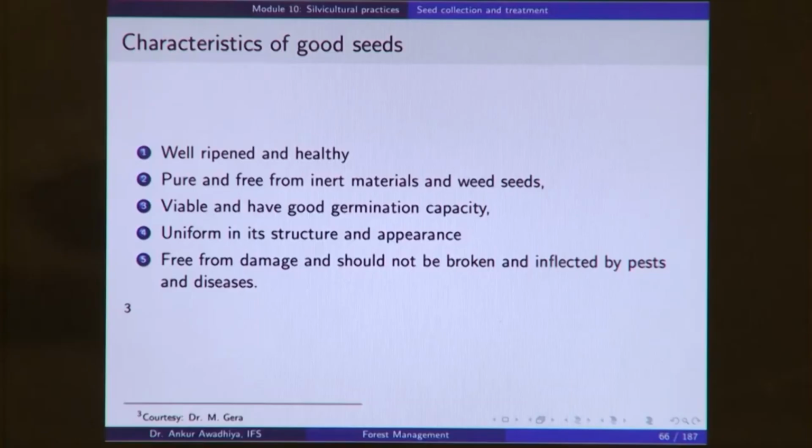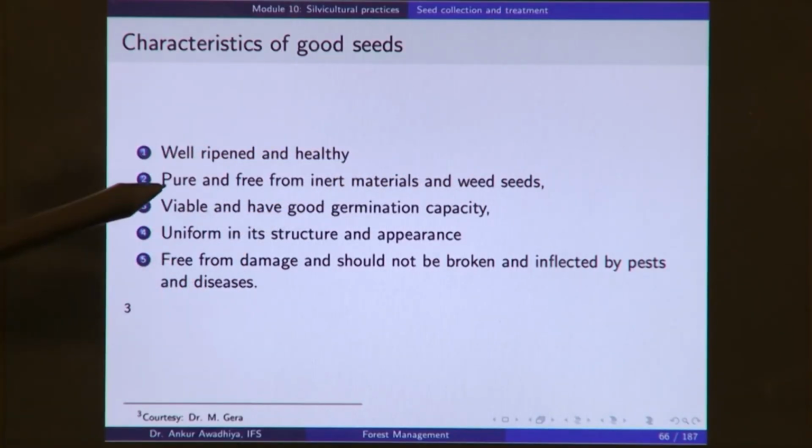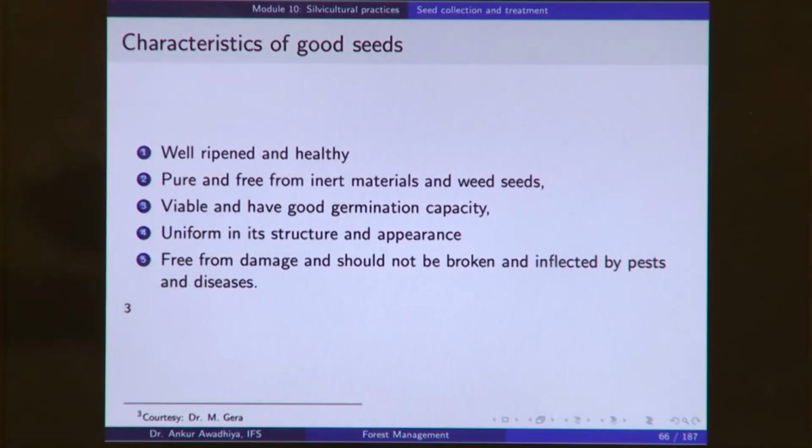So, the good seeds are pure and free from inert materials and weed seeds. They are viable and have good germination capacity, because we are using these seeds to grow plants, and so we want those seeds that are living seeds. If these seeds are already dead, then they will be non viable, they will not give out the young plants. So, they will be useless for the silvicultural practices.